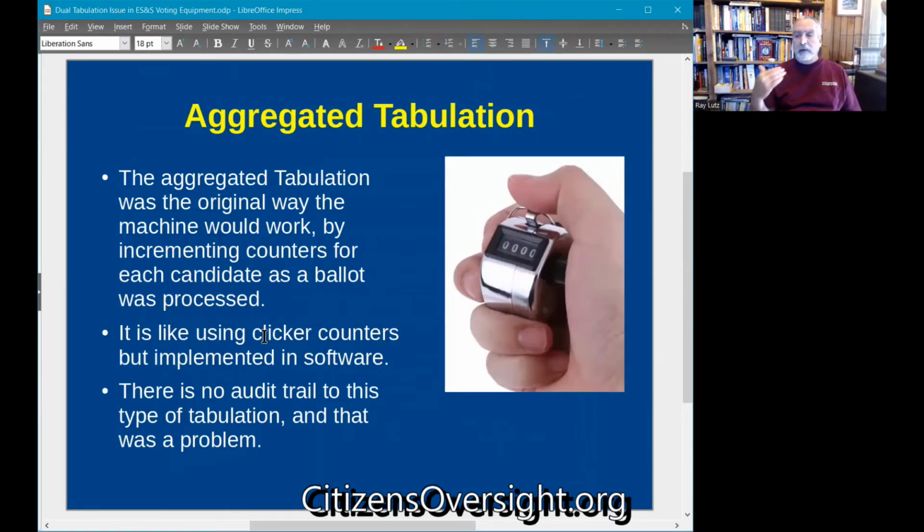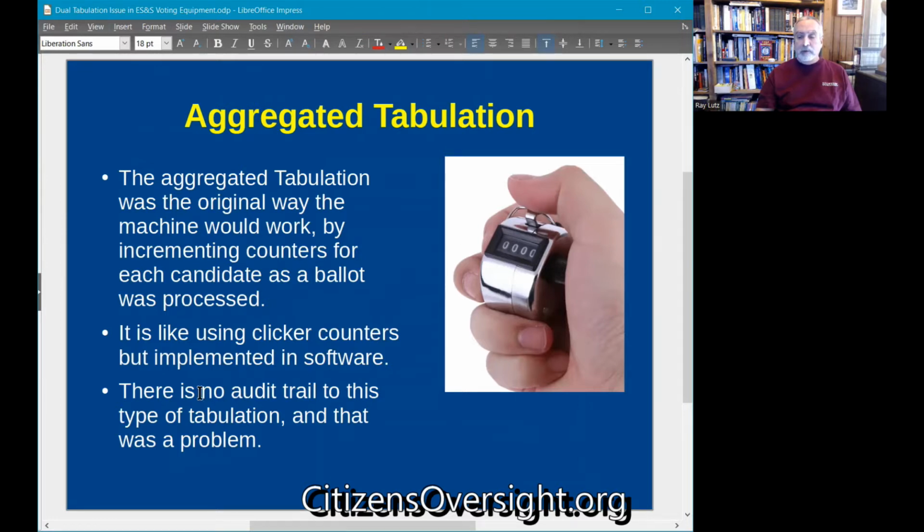So the aggregated tabulation is something that they started with when they first generated these machines. This is my theory about how it happened, because this is how a lot of times equipment is put together. So they had the original equipment that used only this aggregated tabulation methodology, and it's essentially like a clicker where every time somebody votes for that candidate, it's like you're pressing on the click, but of course this is implemented in software.